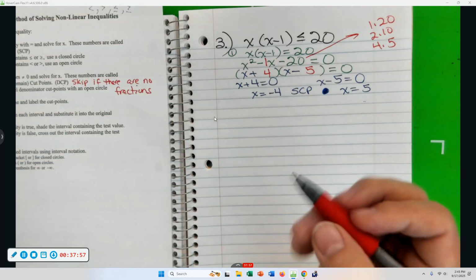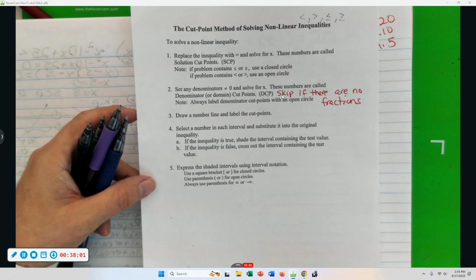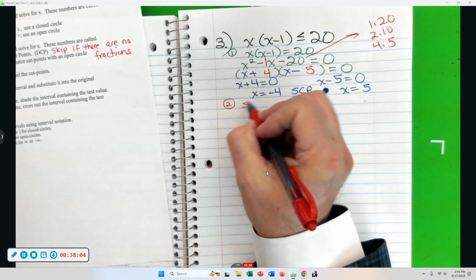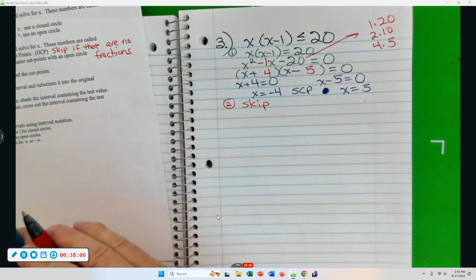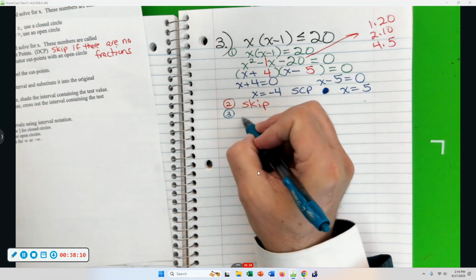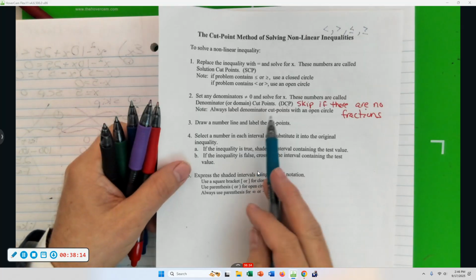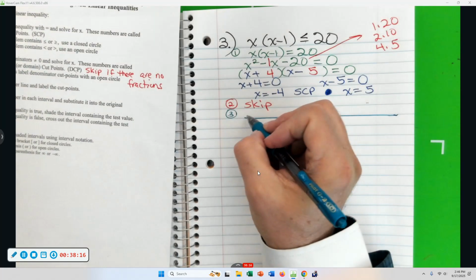Second step, what do we conclude? Skip it. There's no fraction, so we skip. Step number 3. That's where you're drawing your number line and labeling the cut points.